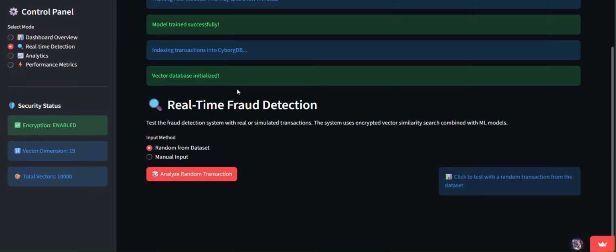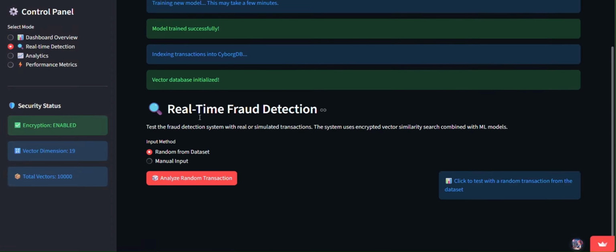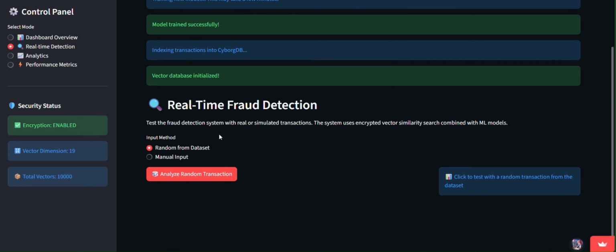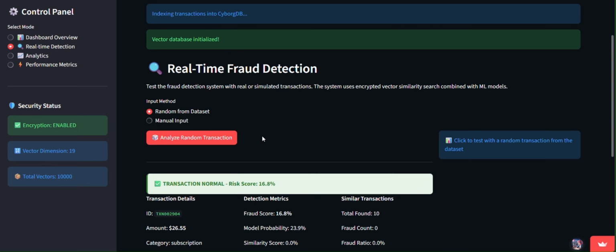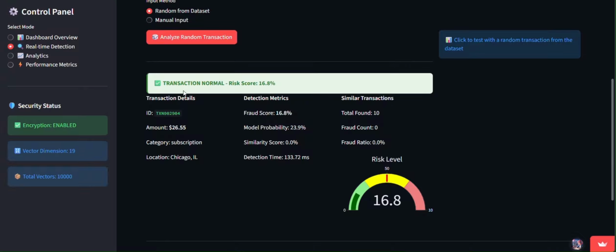Now let's see the real-time detection. This is the page where users can test any transaction in real time. It shows the model and the encrypted database are ready. You can either choose a random transaction or manually enter the amount. Let me use a random one. Here we can see the result. The transaction is normal and the fraud count is 0.